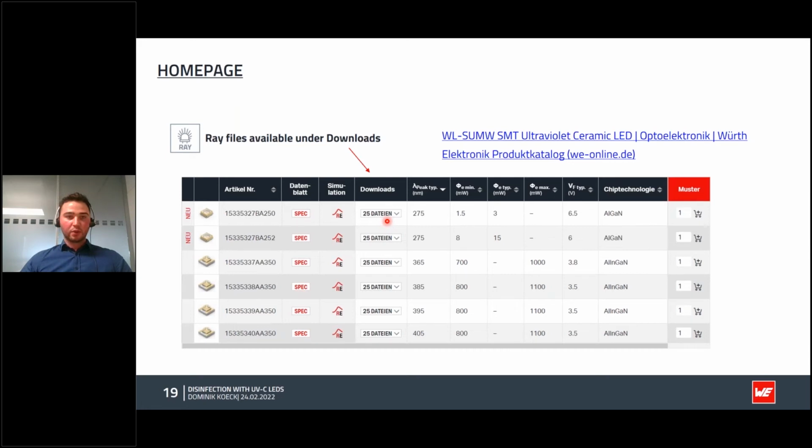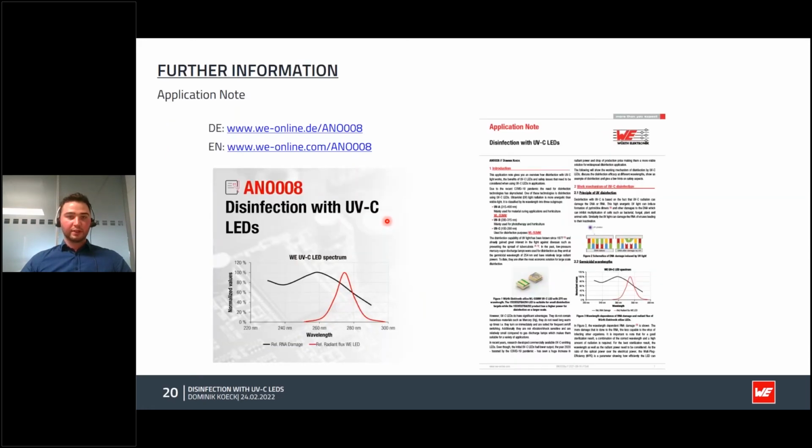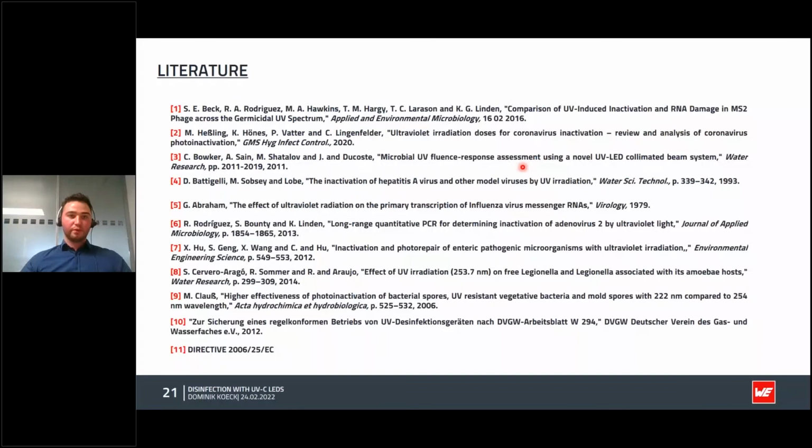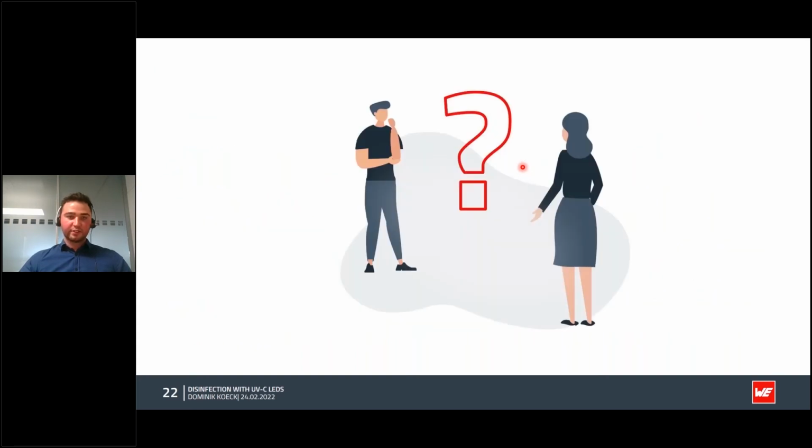I also want to let you know that there's an application note available on our website, giving an introduction to disinfection with UVC LEDs. So if you want some further reading, you can go ahead and look at this. Here are a few of my sources that I cited within the presentation. And I guess that's it from my side. Now I would be more than happy to receive any questions you have.